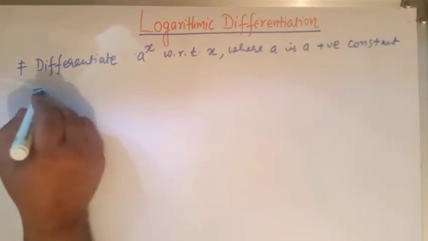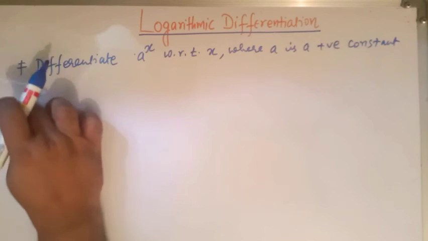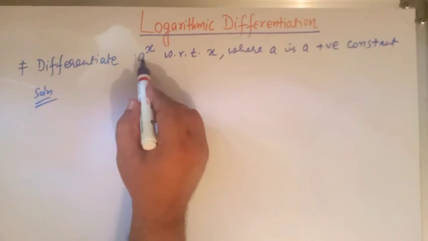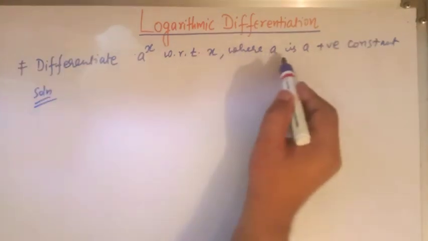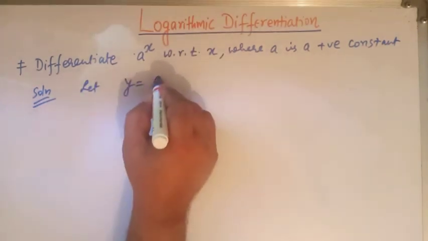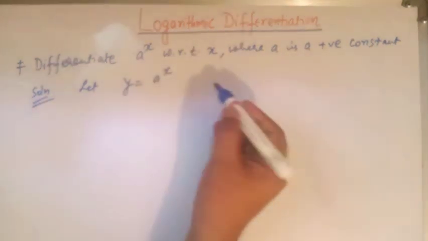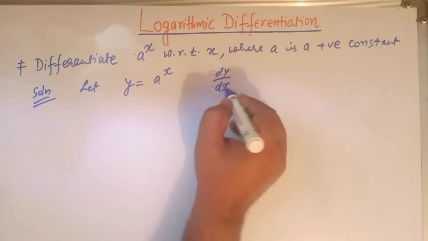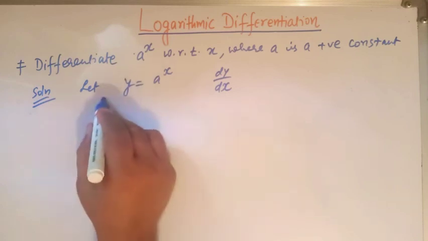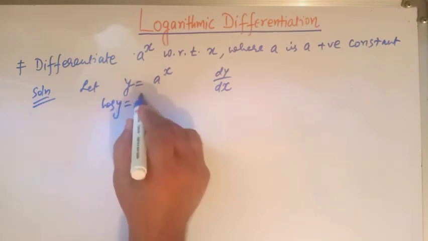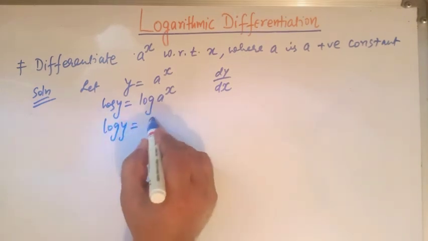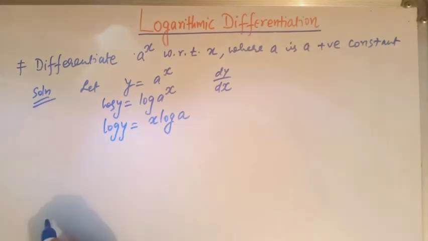Viewers, let us take this problem, and here we have to differentiate a raised to x with respect to x, where a is a positive constant. So let y is equal to a raised to x. So we have to find dy over dx, and a is a positive constant. So taking log of both sides, we have log y is equal to log of a raised to x. So log y is equal to x log a, right?